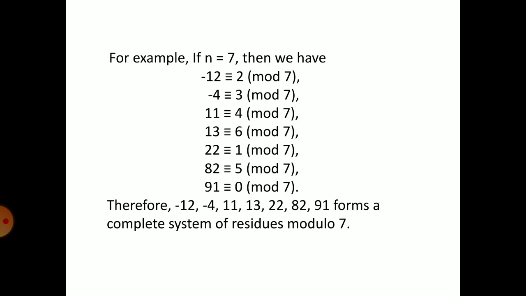That means the integers minus 12, minus 4 up to 91 form a complete system of residues modulo 7, because the integers 0 to 6 are congruent to the integers minus 12, minus 4, 11, 13, 21, 82, 91, all different, taken in some order, and therefore these integers form a complete residue system modulo 7.